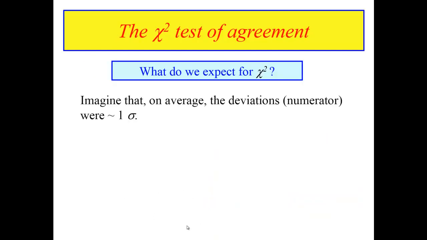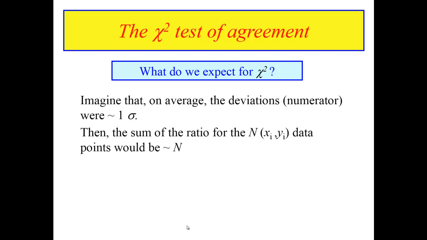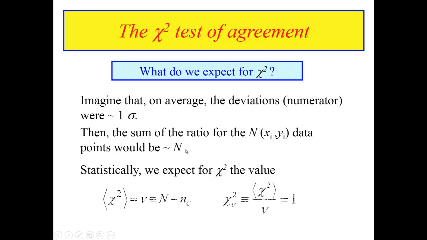And we ask ourselves again, what do we expect to get for that reduced chi-square value? If the deviations in the numerator of the expression for chi-squared were roughly 1 standard deviation, then the sum of that ratio would be approximately n. Not quite n, because it would actually have subtracted from it the number of constraints. So the expected value for chi-squared would be approximately n minus n sub c. And if we divide chi-square by nu, we would expect to get 1.